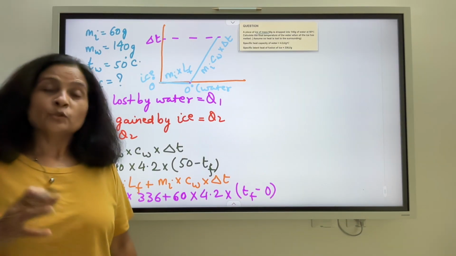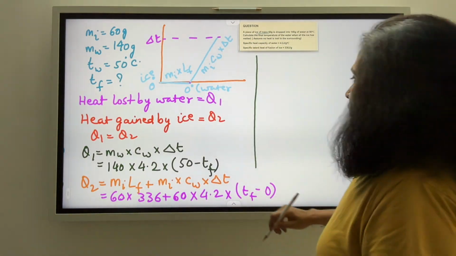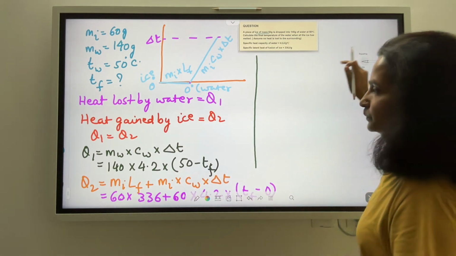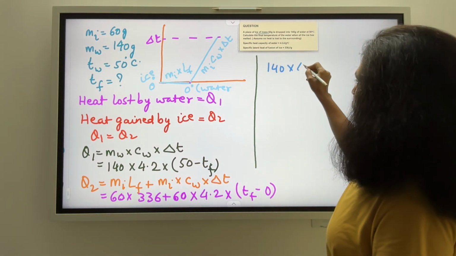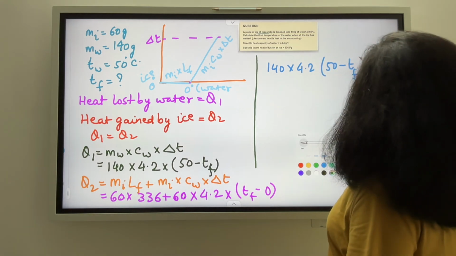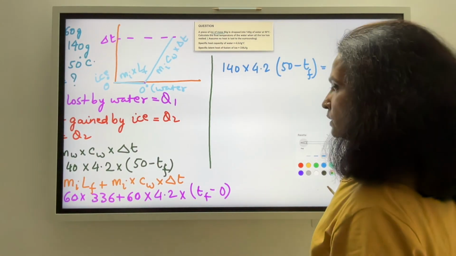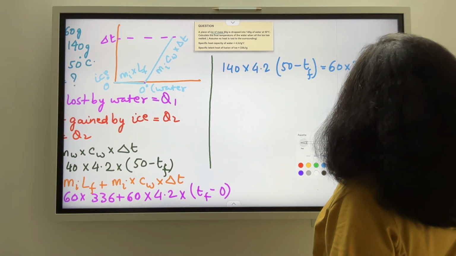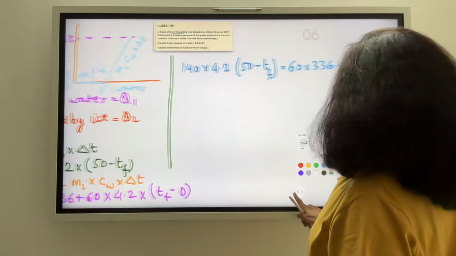So let's do that. So let us now equate Q1 and Q2 to get our desired result of TF. So Q1 is what? 140 into 4.2 into 50 minus TF is equal to, what do we have? It is equal to Q2, which is how much? 60 into 336 plus 60 into 4.2 TF.